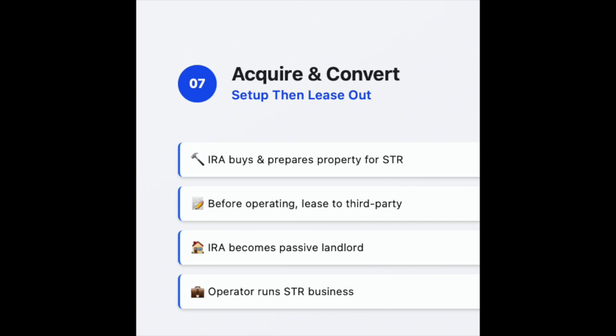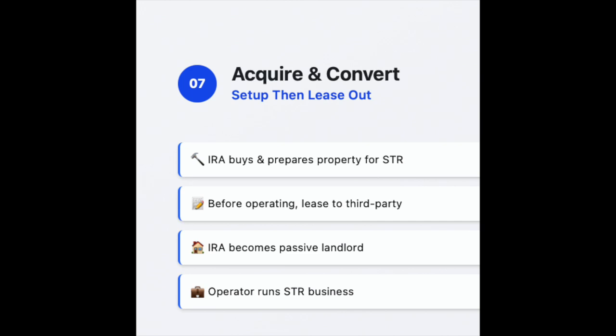So the IRA does the setup, then immediately pivots to just being a landlord collecting rent from the operator. Exactly. As soon as that lease is signed, the IRA steps back from active operations. Its income becomes passive rent from the tenant. It's kind of a hybrid, blending the acquisition with something like the NNN lease idea.